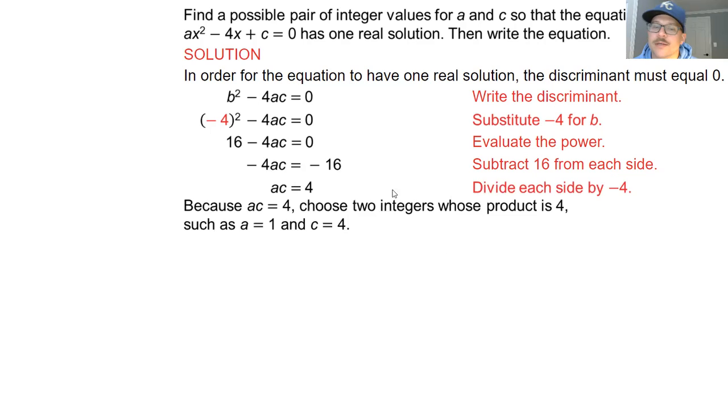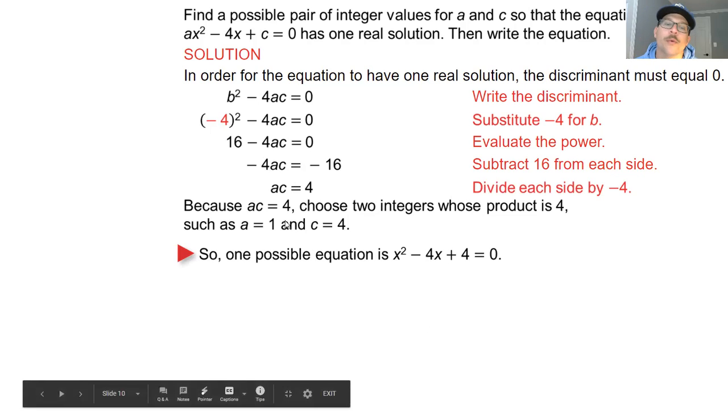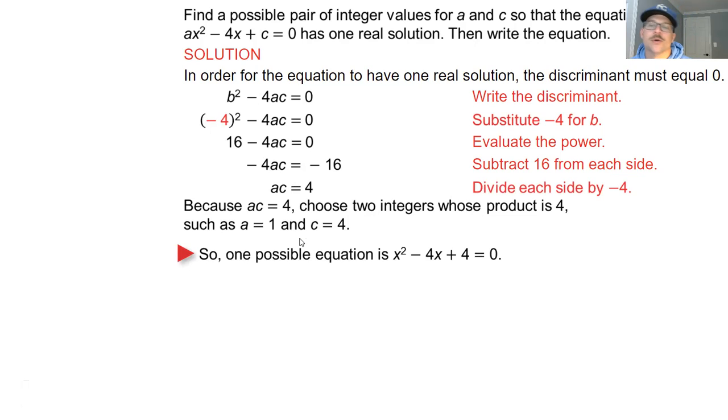So you can use 1 and 4. You can use 2 and 2. If you want to get creative and use decimals or fractions, you certainly can. There are an infinite number of products to get to +4, but if you just keep it to whole numbers, you know that 1 times 4 is 4.